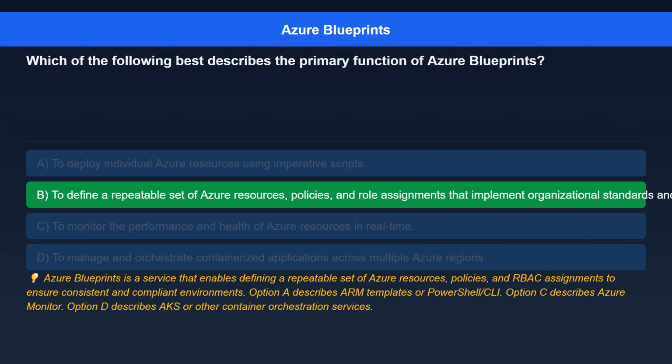The correct answer is, to define a repeatable set of Azure resources, policies, and role assignments that implement organizational standards and governance. Here's the explanation. Azure Blueprints is a service that enables defining a repeatable set of Azure resources, policies, and RBAC assignments to ensure consistent and compliant environments. Option A describes ARM templates or PowerShell/CLI. Option C describes Azure Monitor. Option D describes AKS or other container orchestration services.